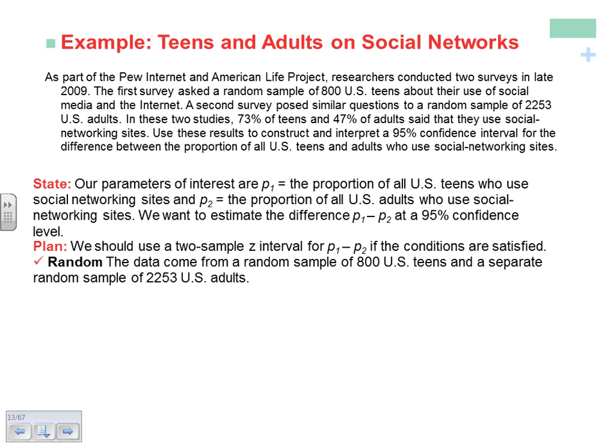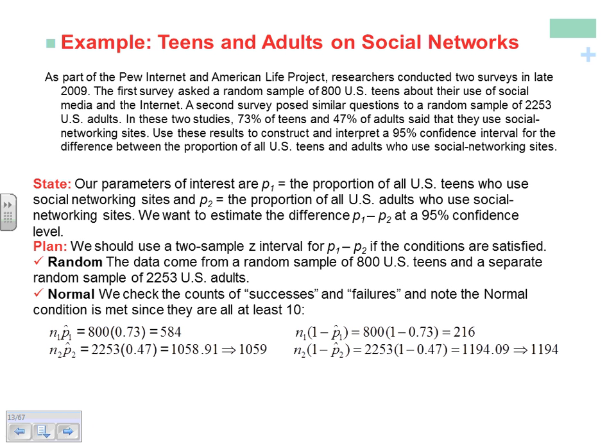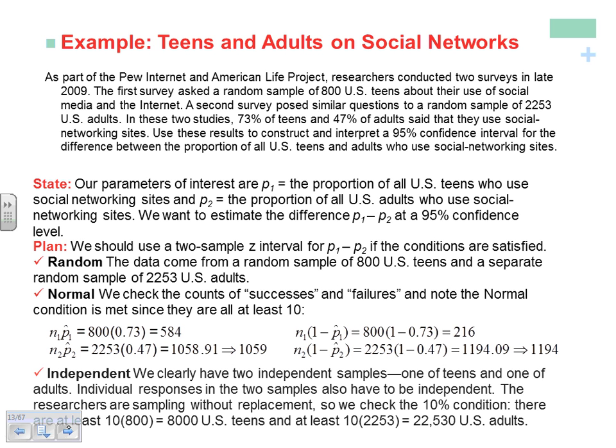Random, it said that they came from random samples. Normal, check your n times p and n times 1 minus p for both samples, and all of those are at least 10. Independent, 1 is of teens and 1 is of adults, so these are definitely independent. Okay, but since the researchers are sampling without replacement, let's also check the 10% condition. So 10 times our sample of 800 is 8,000. So I would say that there's at least 8,000 teens, and our sample was of 2,253 adults, so 10 times that is 22,530 adults. And again, yes, we clearly have more than that in the US.